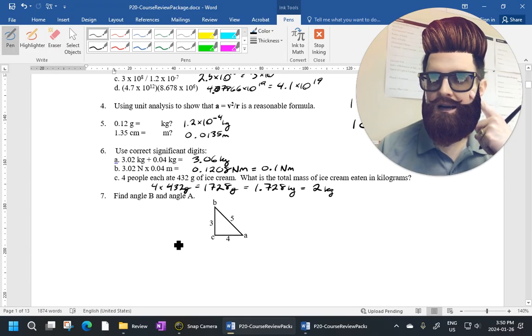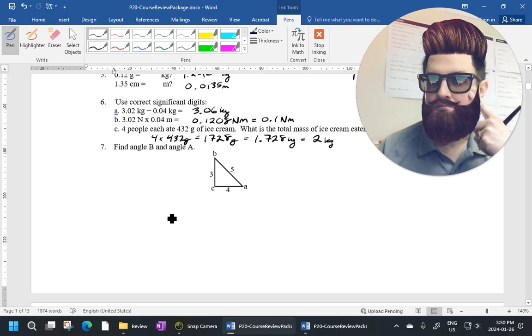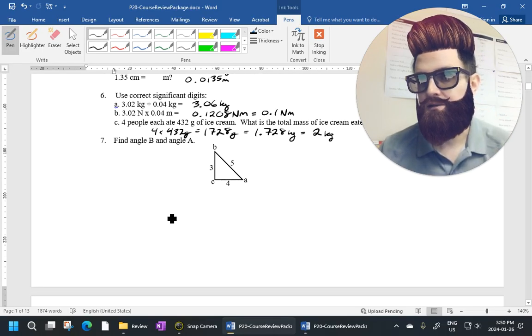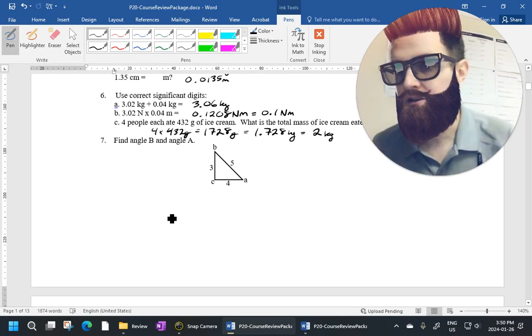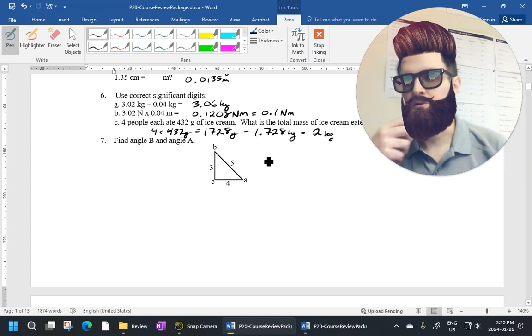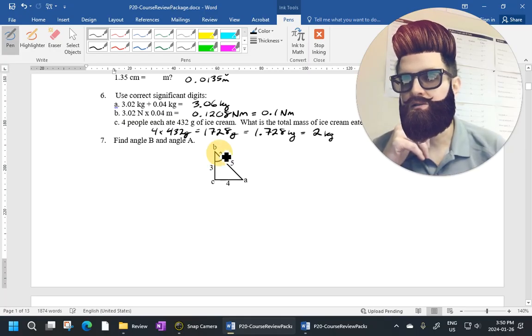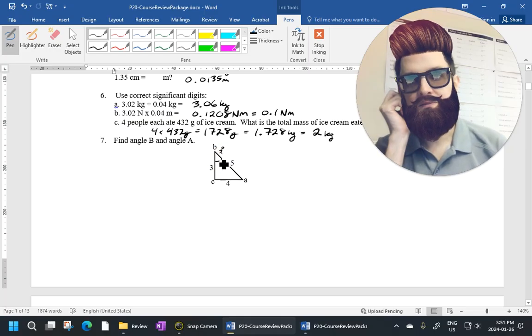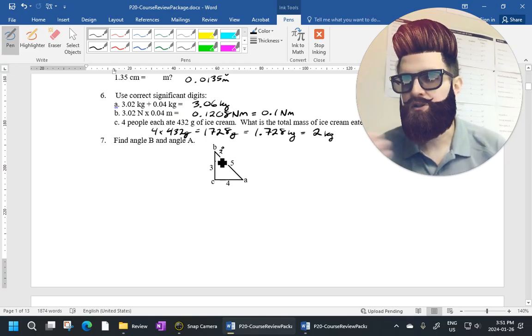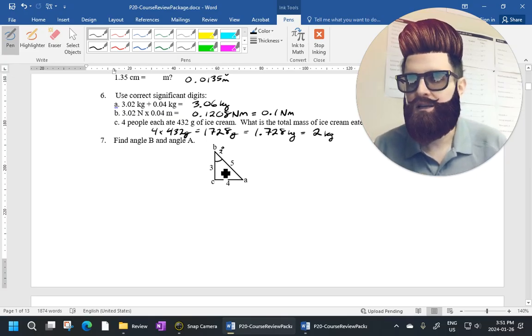Okay. Find angle B and angle A. So there are 2 ways to find an angle. You can find one of the angles after you find the other, using the 180 rule or not. But to find an angle, let's say we're going to find angle B. So once you've determined what angle you're going to find, you can label the triangle. So I'm trying to find angle B.